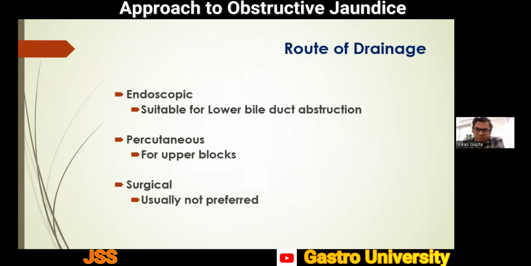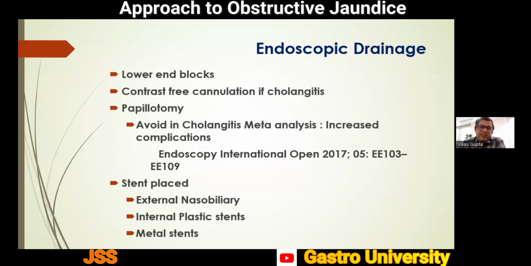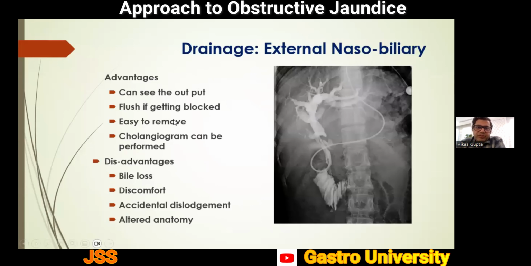So once we have decided whether to drain the patient, what are the routes of drainage? Endoscopic drainage is suitable for lower bile duct obstruction. Percutaneous drainage is required for upper blocks, and surgical drainage, although it has been used in the past, is not a preferred modality and should not be used as of today. For endoscopic drainage, if cholangitis is there, inject contrast, cannulate, and just put a stent. And again, what kind of stent to place? There are a lot of options: an internal plastic stent, an internal metal stent, or an external nasobiliary stent. So this is an example of a nasobiliary stent which has been placed. This is a stone disease.